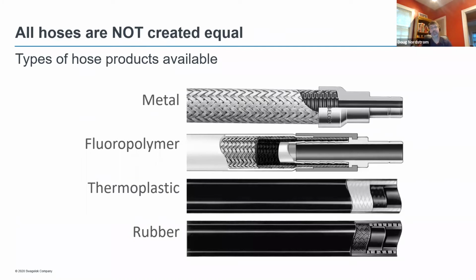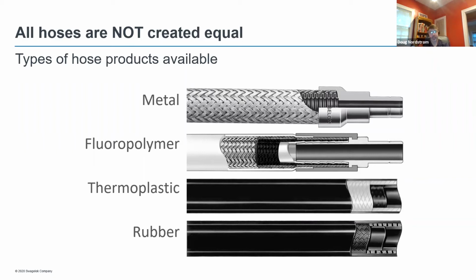These are four main types of general industrial hoses that you'll see. They all act differently in different applications. So again, we see these misapplied very commonly, and it's important to understand the strengths and weaknesses of each kind.